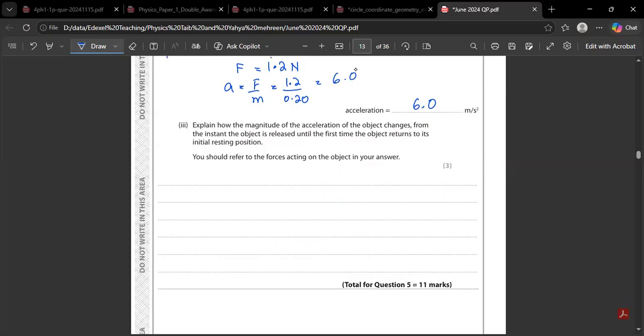Explain how the magnitude of the acceleration of the object changes from the instant the object is released until the first time the object returns to its initial resting position. Explain how the magnitude of acceleration of the object changes. Yes.